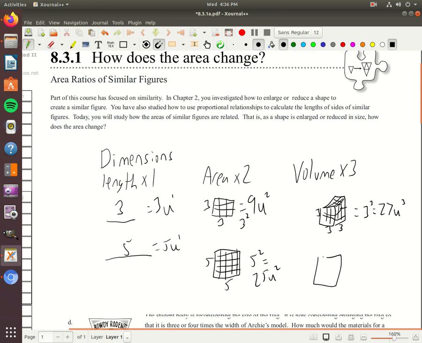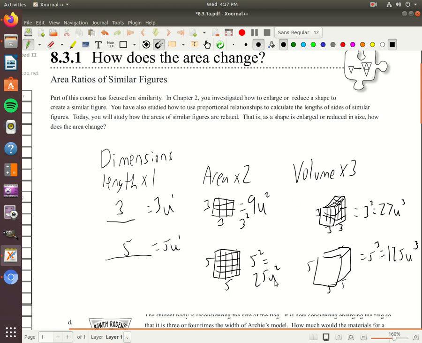Same thing here, and I won't even bother trying on this one. It's going to be 5 times 5 times 5, so it's going to be 5 to the third power, or 125 units cubed. And what I want you to see is how quickly it grows. Here it only started out 2 different, but because we squared it, now it's 16 different, and because we cubed it, now it's 98 different.